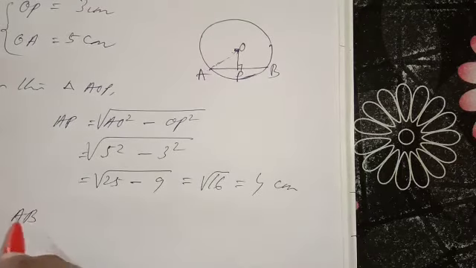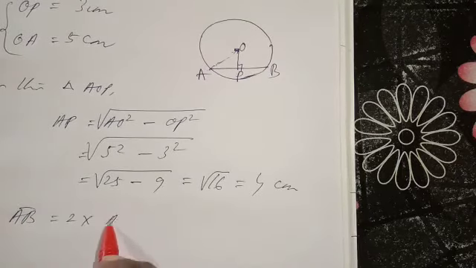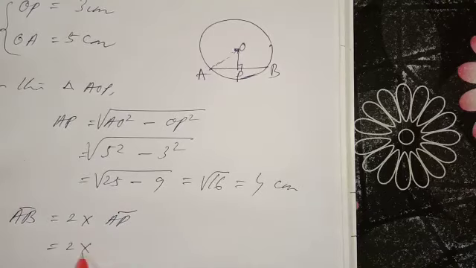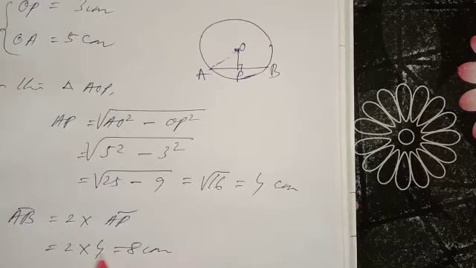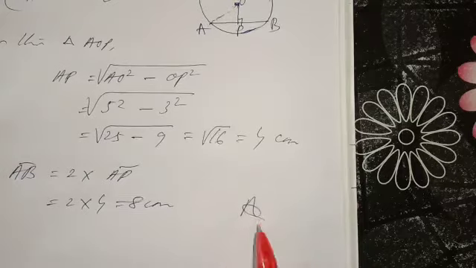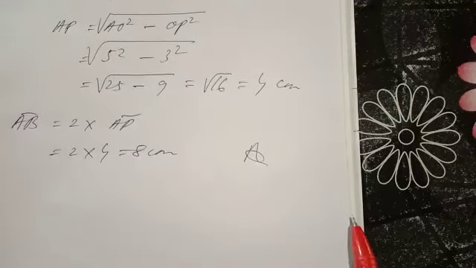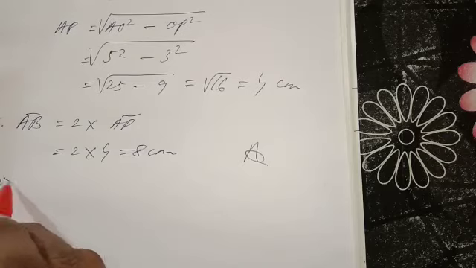Therefore AB is equal to 2 into AP. 2 into 4, that is 8 centimeter. The length of chord is 8 centimeter. In this way, question number 1 is completed. Let us go to question number 2.